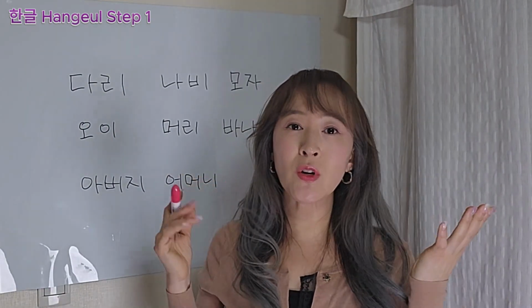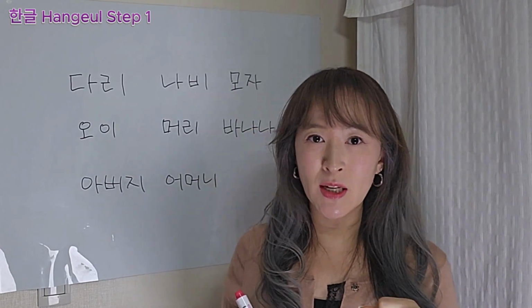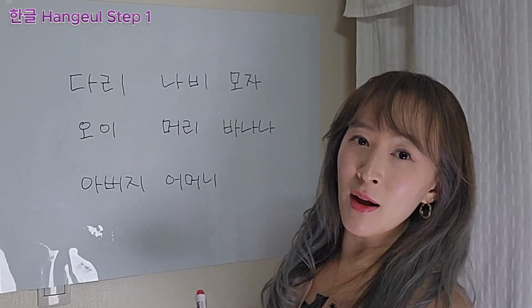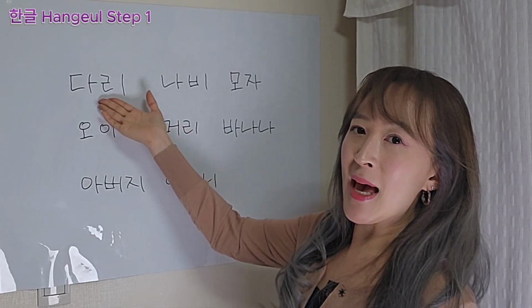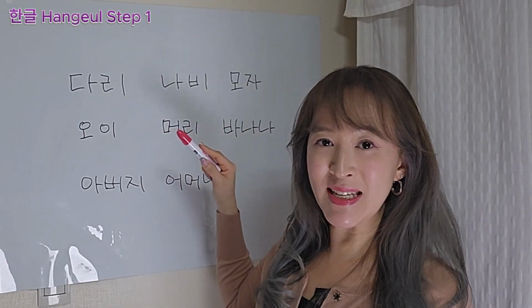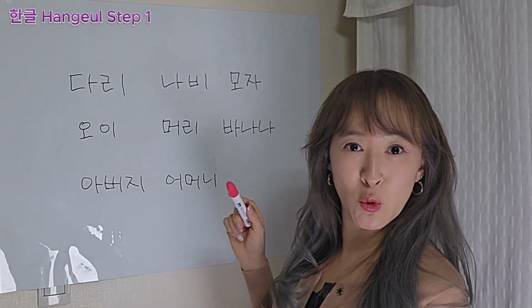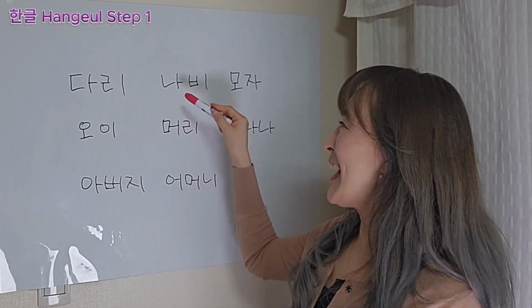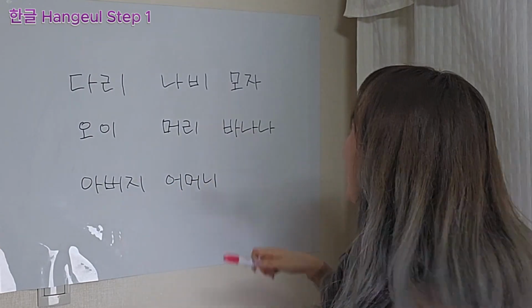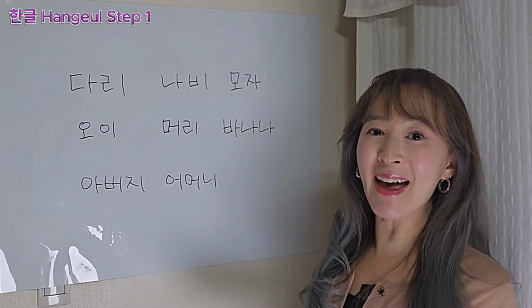In this video, we just covered the basic consonants and vowels, but already you can make a lot of words in Korean. So I brought a few samples here for us to practice. Let's try reading them. Dari, dari, right? Dari actually means two things, legs and bridge. Wow, you already know two words. Dari and nabi. Nabi means butterflies. Moja, moja, hat.